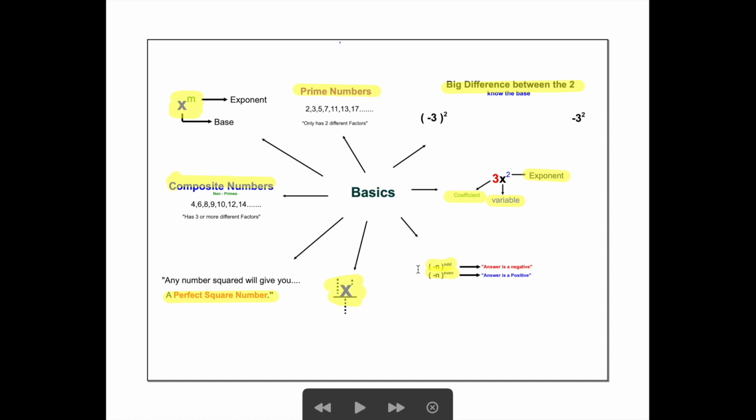If you've got negative n all raised to an odd power, the answer is going to be negative. If you've got negative n all raised to an even power, the answer is going to be positive. And remember, if it's just x, you've got 1 for a coefficient, 1 for an exponent, 1 for a denominator. And any number squared will give you a perfect square number.